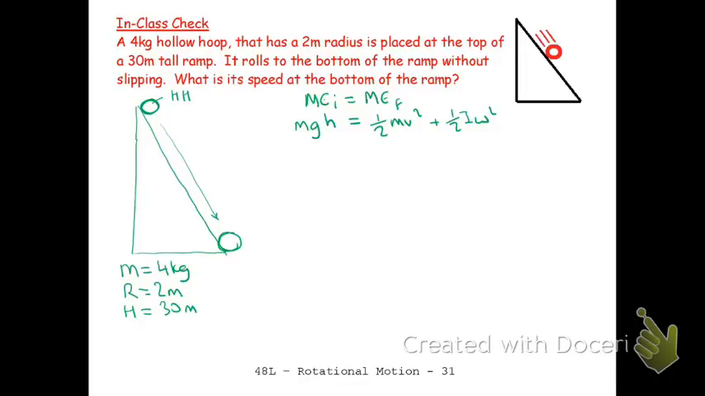So then I say, well, okay, mgh is equal to 1/2 mv squared plus 1/2. Now this is a hollow hoop, so I will be mr squared. And then this is omega squared, which is v over r squared.